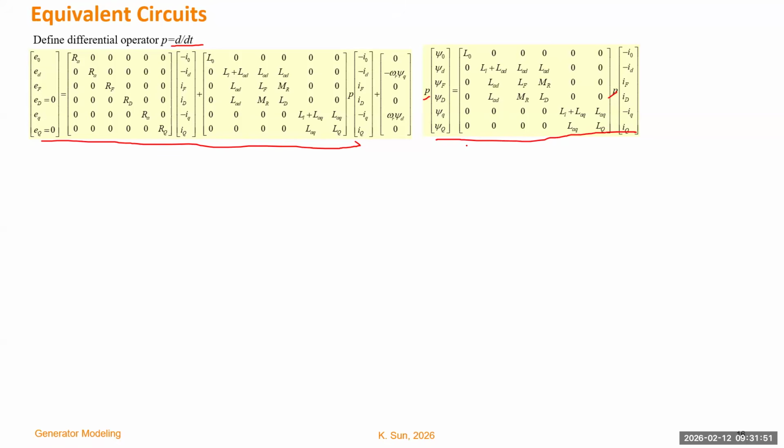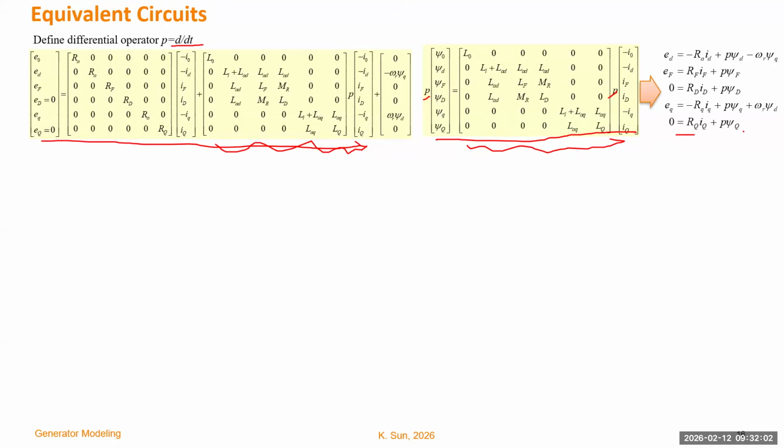Because we can notice this part is identical to this part, immediately we can have this set of voltage equations. In this set of voltage equations, we don't involve any inductance. We use the voltage drop on each resistance together with the voltage drop due to flux linkage. But that is basically the same equivalent voltage equation. So next step, we want to find an equivalent circuit which can be characterized by those equations.